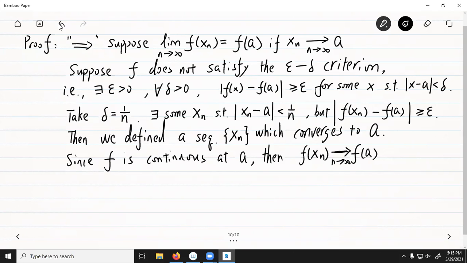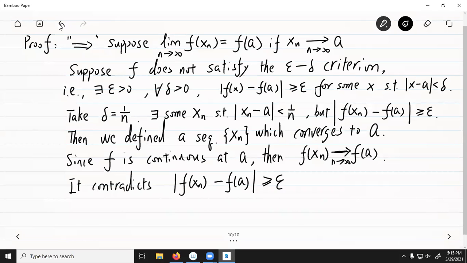Then you can say this contradicts that f of xn minus f of a should be greater than or equal to epsilon. This is what we have. How do we define this xn? We define f of xn minus f of a to be greater than or equal to epsilon. So this epsilon is a certain fixed number, which means this sequence and this number are separated by at least epsilon.